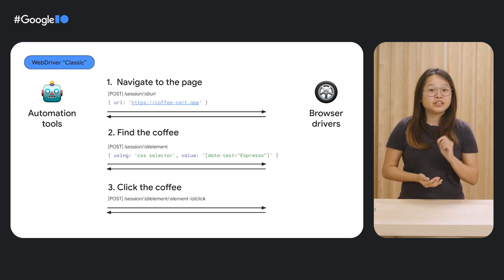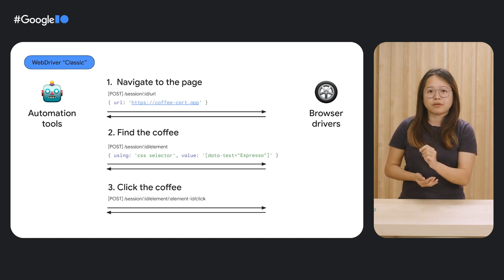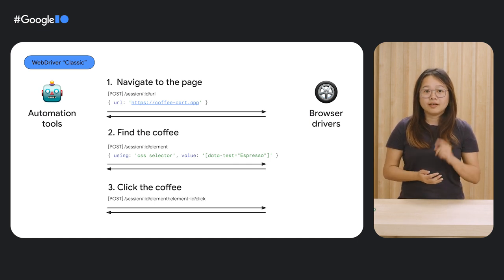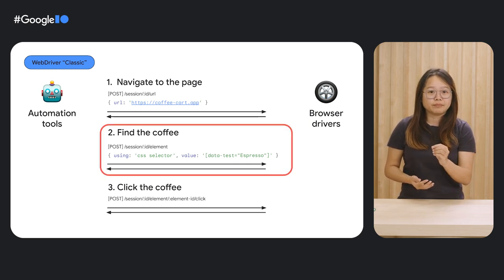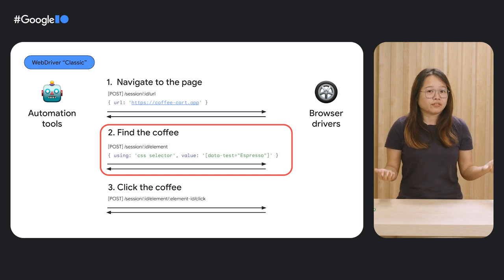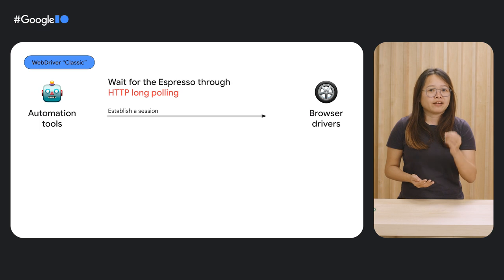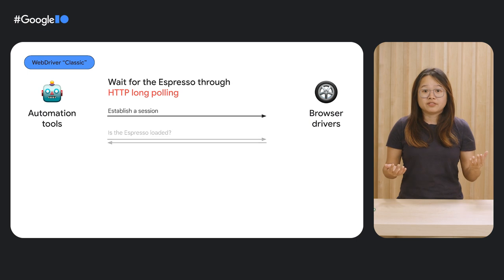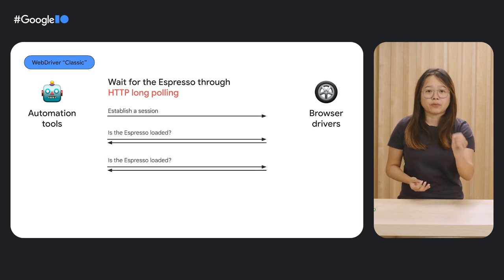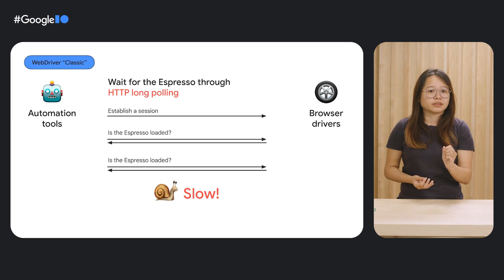The browser driver usually handles the requests and responses via the same connection, but there is a catch. Sometimes you have to wait for an element to load, and waiting can feel like forever. Due to the nature of HTTP, the browser driver cannot notify the automation libraries when the element is finally ready. So the libraries have no choice but to rely on inefficient techniques like long polling. For example, by repeatedly sending requests until they get the coffee response.